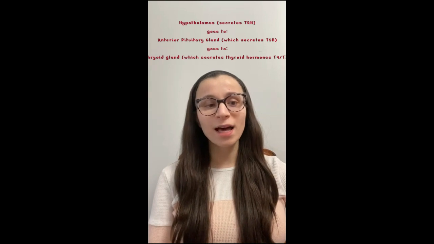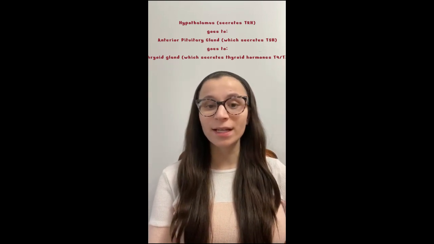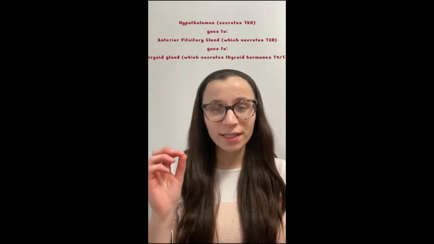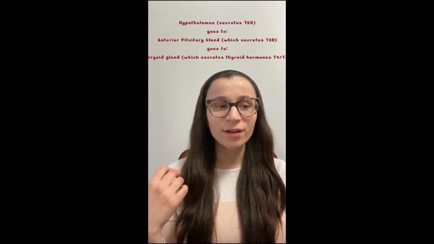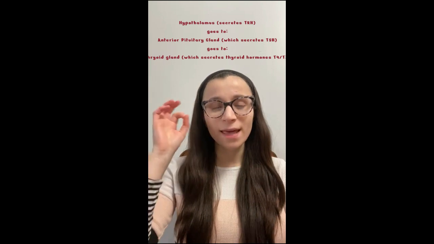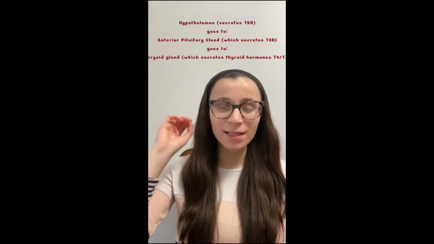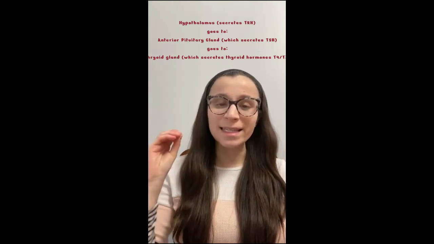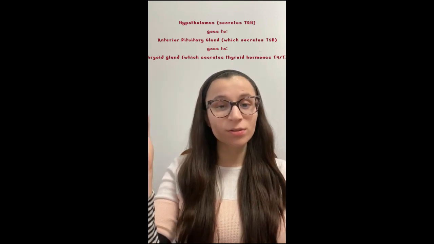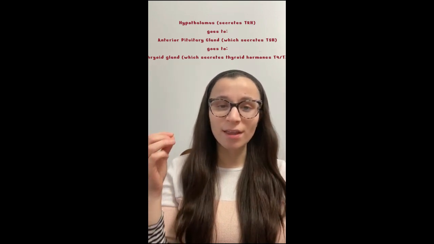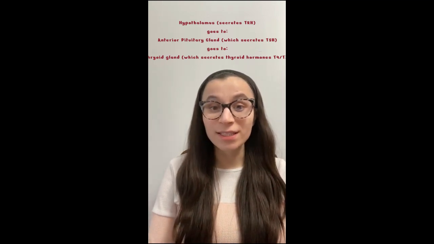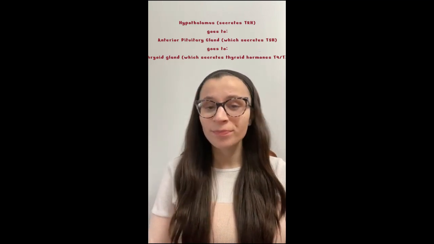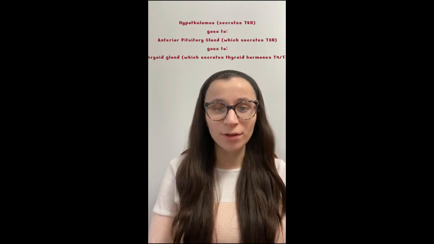So we start off with the hypothalamus. The hypothalamus is located in your brain. It secretes TRH. TRH is also known as thyrotropin releasing hormone. That hormone goes to the pituitary gland and tells the pituitary to secrete TSH. TSH is known as the thyroid stimulating hormone, and that goes to the thyroid gland and tells the thyroid to secrete the thyroid hormones, T3, T4, etc.